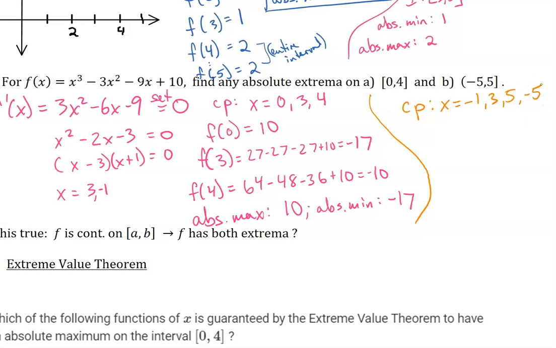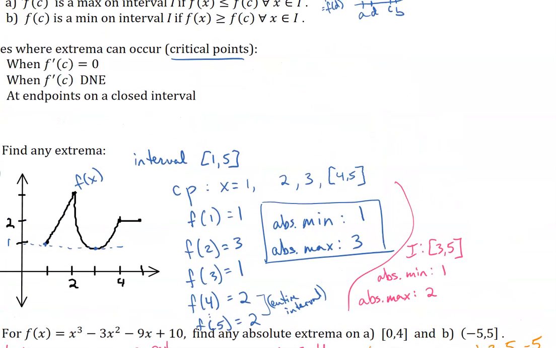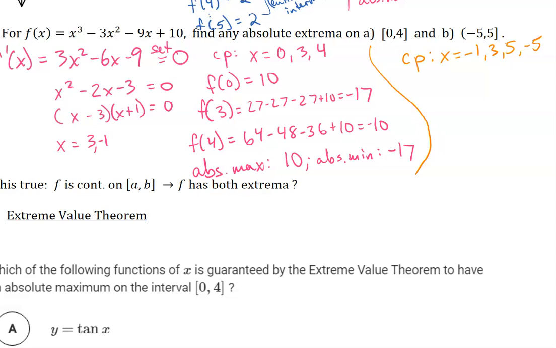Now remember, I said that places where extrema can occur are endpoints on a closed interval, and negative 5 is not an endpoint on a closed interval, but we still need to consider what is happening, because if a function is continuous and differentiable, which this is, and it has a value at negative 5 that is either greater than or less than the values at the other critical points, it doesn't become the new max or min, but it disqualifies something else from being a max or min.